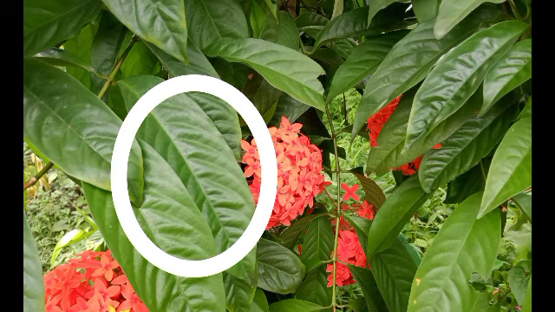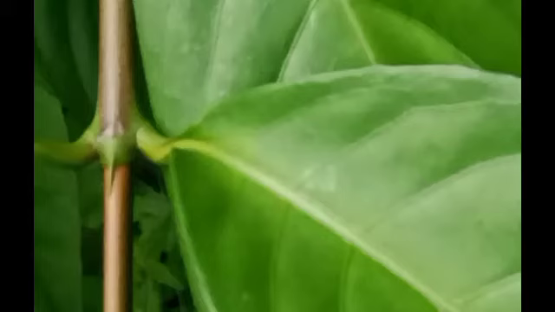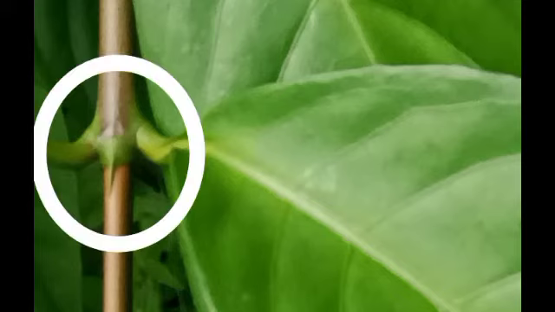The leaves are simple and stipulate. Stipule plays an important role in the family Rubiaceae. I am showing you the stipule. That arrow mark structure is none other than the stipule present in between the petioles. Yes, this one is the stipule.